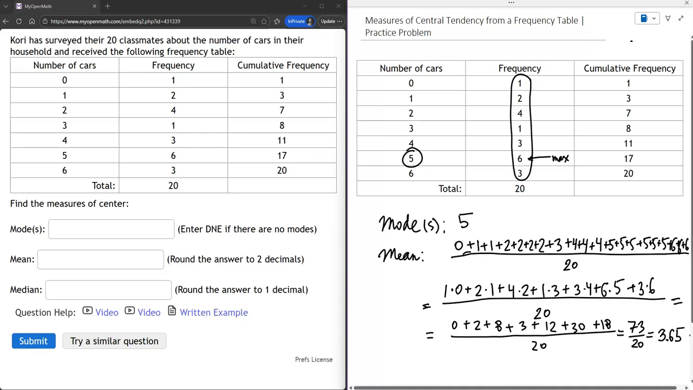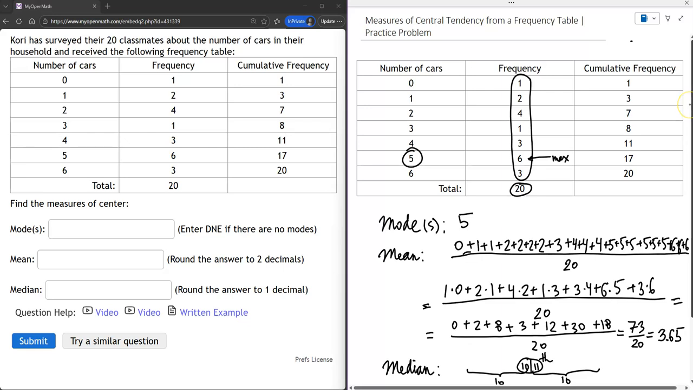Something like this. And finally, let's find the median. Median is the middle observation. Here we have the total number of observations is 20. So median will be, again, 20 observations can be viewed as 10 on the bottom, 10 on top, right? And the median will be therefore the average of these two, the 10th and 11th observations.